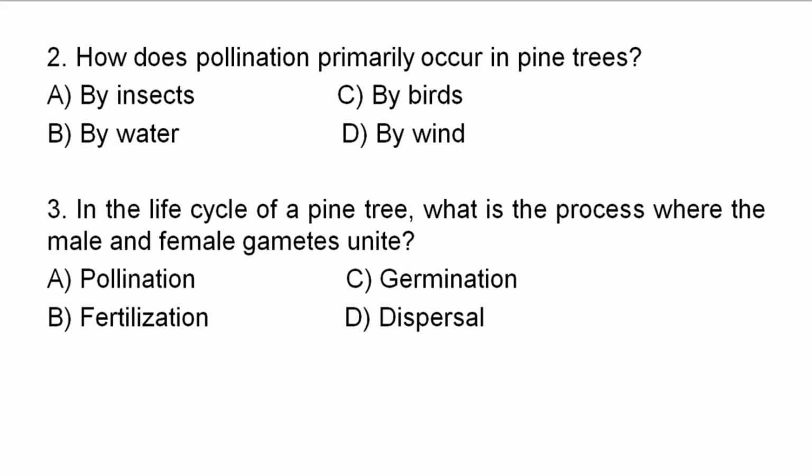Good. Question number 2. How does pollination primarily occur in pine trees? A. By insects. B. By water. C. By birds. D. By wind. How does pollination primarily occur in pine trees or gymnosperm plants? Find the correct answer.